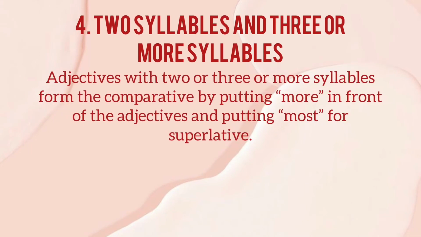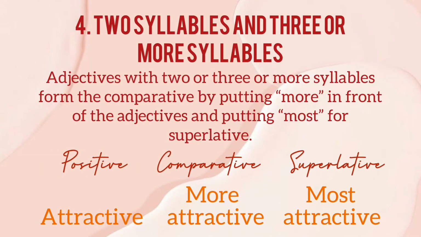For the fourth type of adjective, which is 2 syllables and 3 or more syllables, adjectives with 2 or 3 or more syllables form the comparative by putting "more" in front of the adjectives and putting "most" for the superlative. For example, positive attractive, comparative more attractive, superlative most attractive.